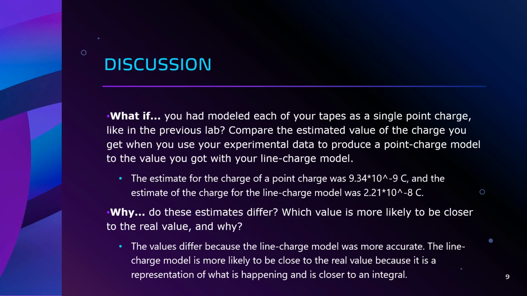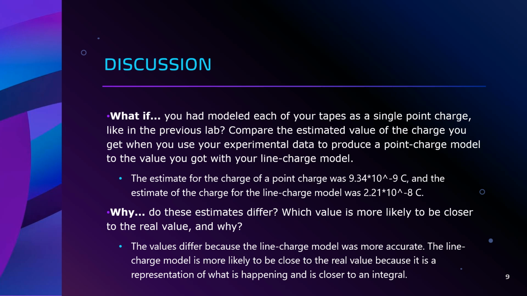For the what if question, what if you had modeled each of your tapes as a single point charge like in the previous lab, and compare the values? The estimate for the point charge was 9.34 times 10 to the negative 9th coulombs, and the estimate for the charge of this line charge was 2.21 times 10 to the negative 8th coulombs. So they're not extremely far off from one another, just a factor of like 2 or 2.5.